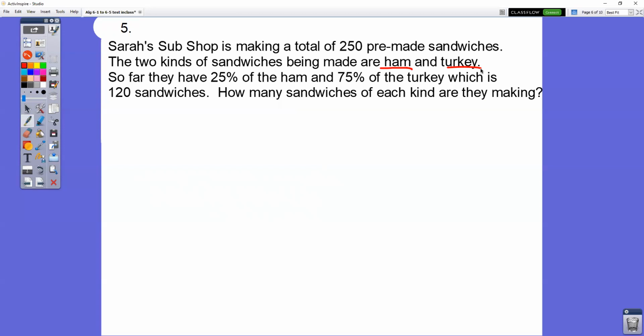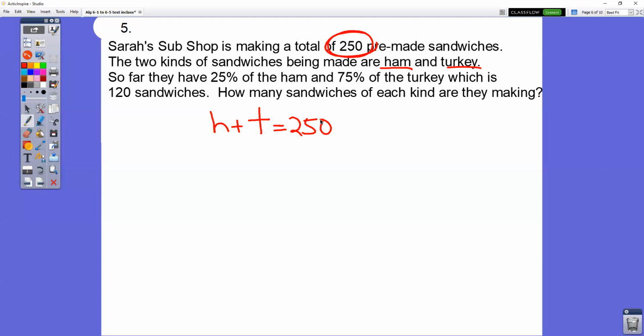So we want to know how many ham there's going to be and how many turkey. When you go to set up your equations here, I'm going to use H for ham and T for turkey. It says that they're going to make 250 total sandwiches. So the number of ham plus the number of turkey equals 250 sandwiches.